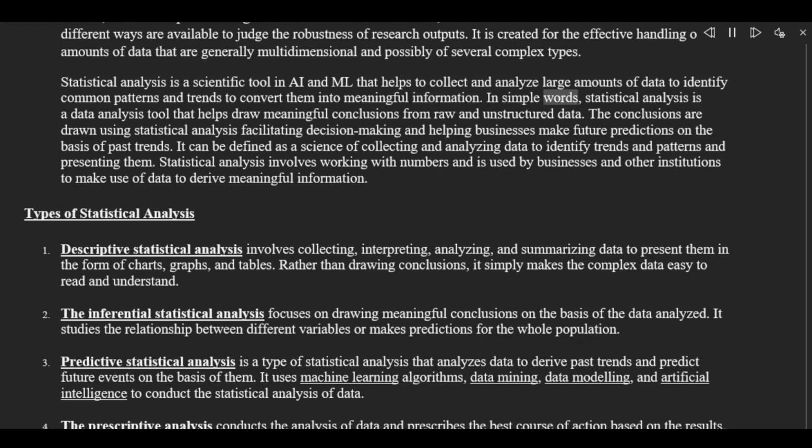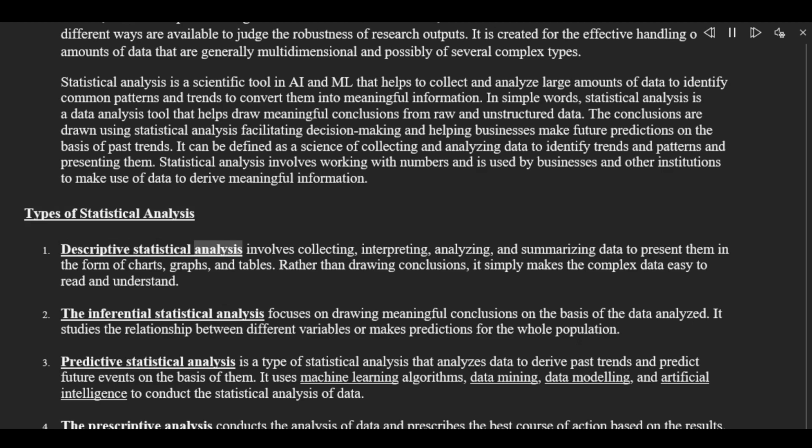In simple words, statistical analysis is a data analysis tool that helps draw meaningful conclusions from raw and unstructured data. The conclusions are drawn using statistical analysis, facilitating decision-making and helping businesses make future predictions on the basis of past trends. It can be defined as a science of collecting and analyzing data to identify trends and patterns and presenting them. Statistical analysis involves working with numbers and is used by businesses and other institutions to make use of data to derive meaningful information.